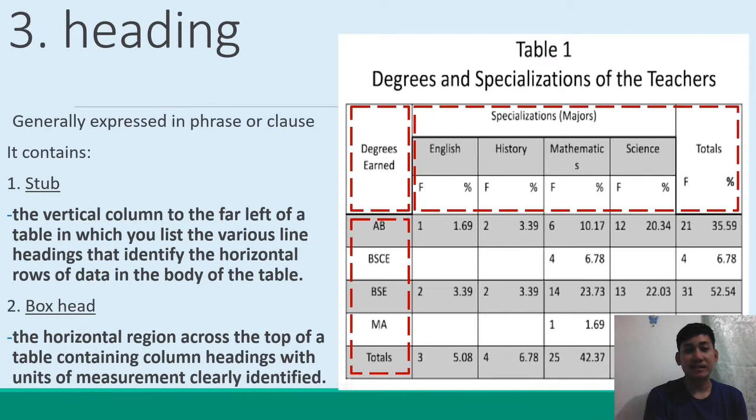So next is heading. So generally expressed in phrase or clause, so it contains the stub and box head. So stub is the vertical column to the far left of a table in which you list the various line headings that identify the horizontal rows of data in the body of the table. So this is the stub.